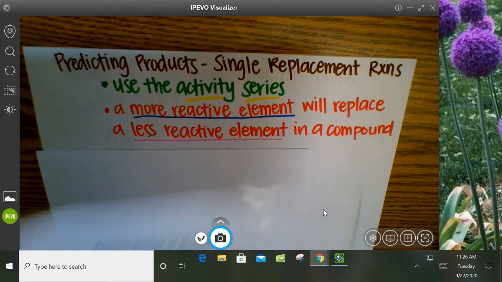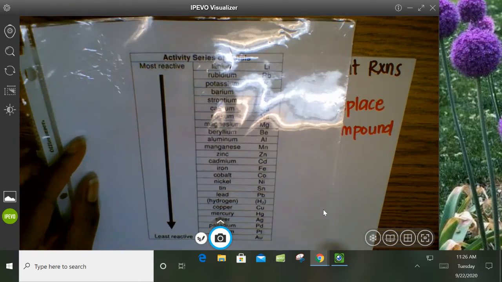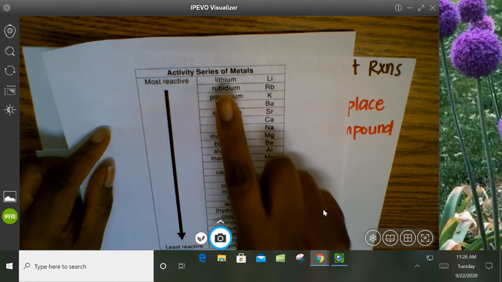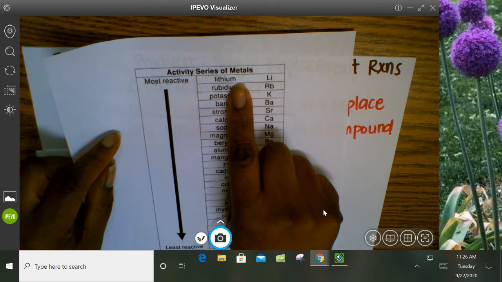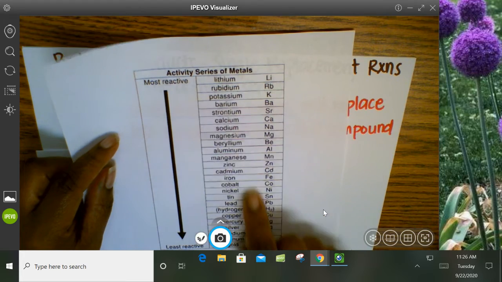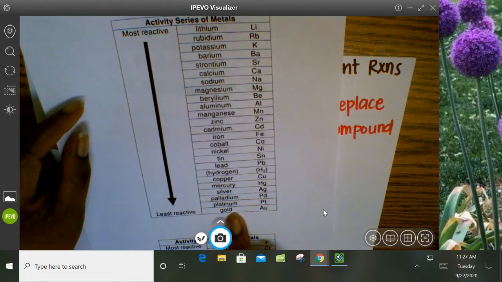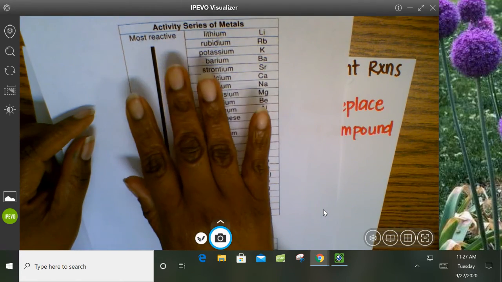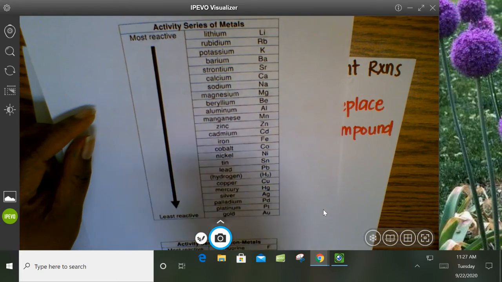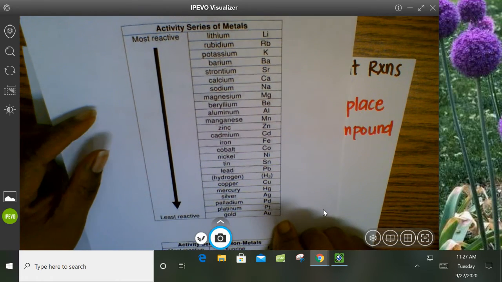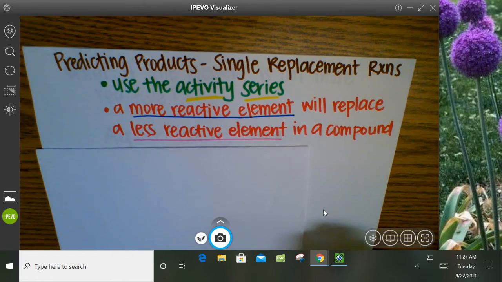I'm going to show you an activity series here. The more reactive elements are closer to the top, as you can see in this one. The most reactive element in this series would be lithium, and at the bottom you will see the least reactive element being gold. So if I'm dealing with anything in here, if it's closer to the top, it's more reactive. And if there's anything beneath it or below it, it will replace it in a chemical reaction. Okay. And so that's what we're going to do here.